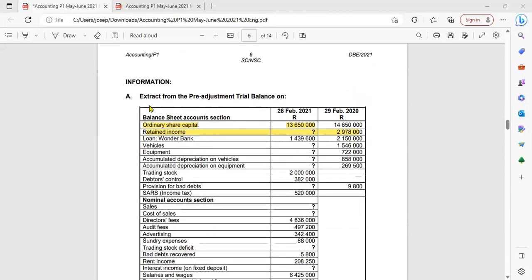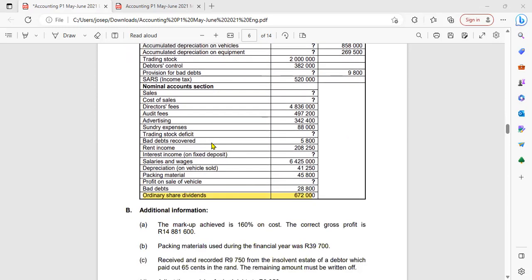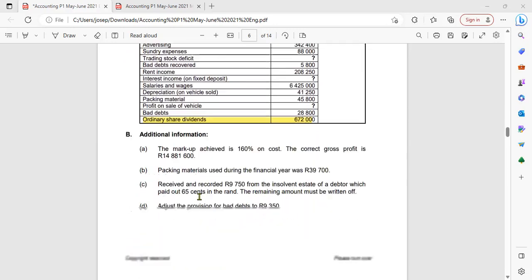Okay. Information says extract from the pre-adjustment trial balance. Note that our financial year starts on the 1st of March 2020 and ends on the 28th February 2021. So I highlighted this information that is going to assist us in order to prepare the retained income note, right? You see, guys, we are going to need it.